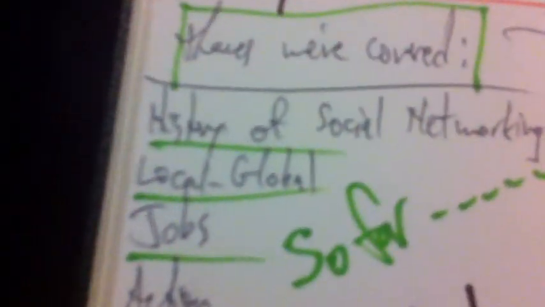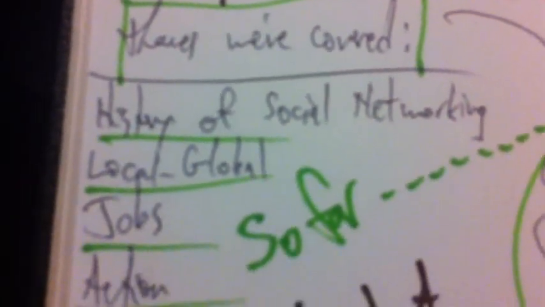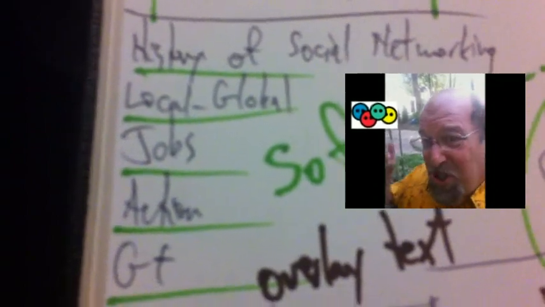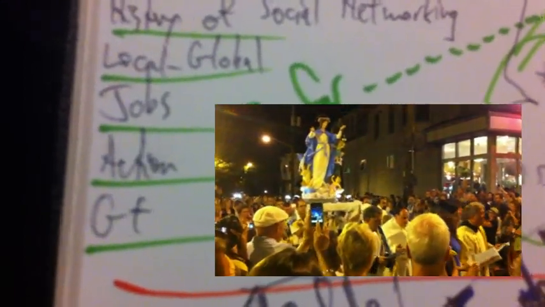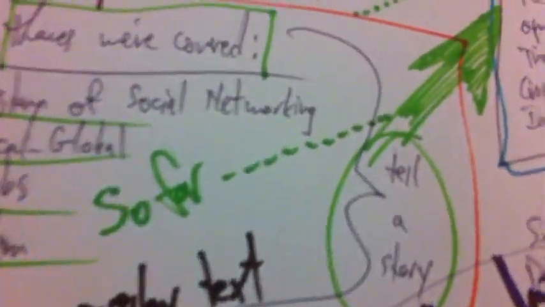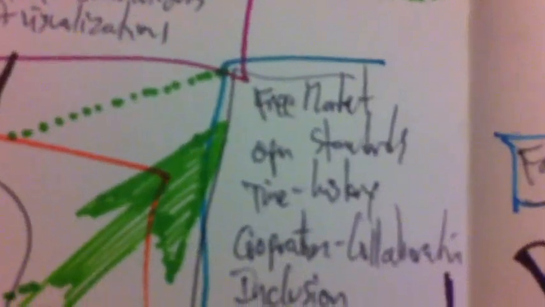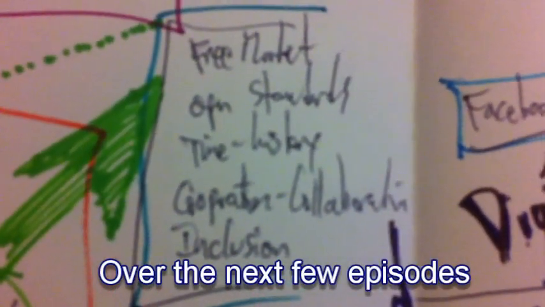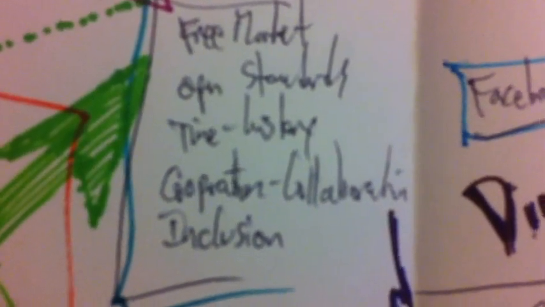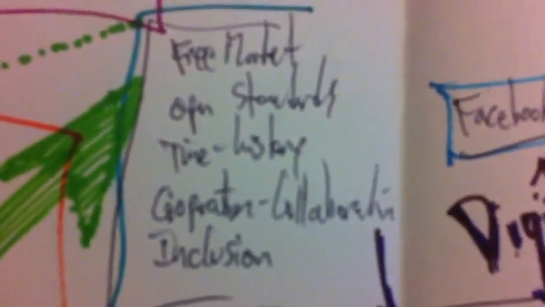Well, speaking of triangulating, I'd like to first go over all the topics that we've covered in our earlier video blog posts. We've gone over the history of social networking, local and global, the importance of jobs, the importance of doing action, and Google+. And now what we're going to do is move into a new area where we cover free markets, open standards, the importance of time and history and learning from the past, cooperation, collaboration, and finally inclusion, where we make sure that we're all sitting at the table together.